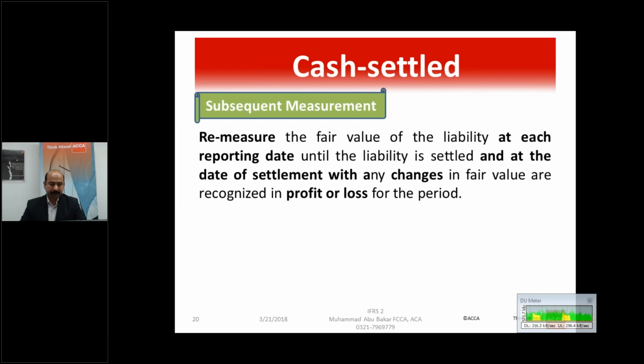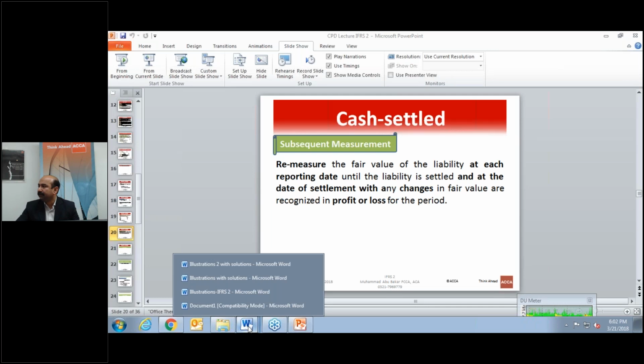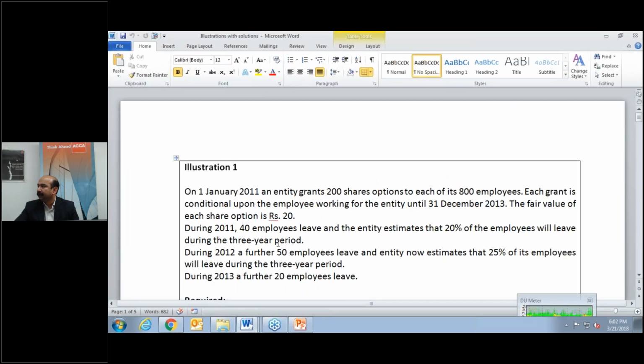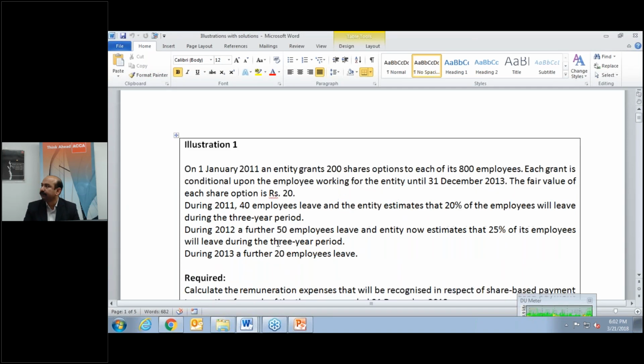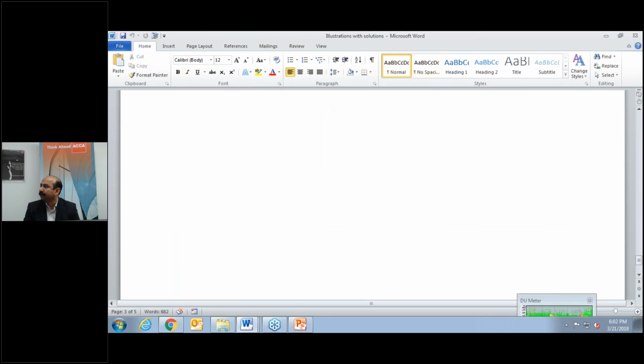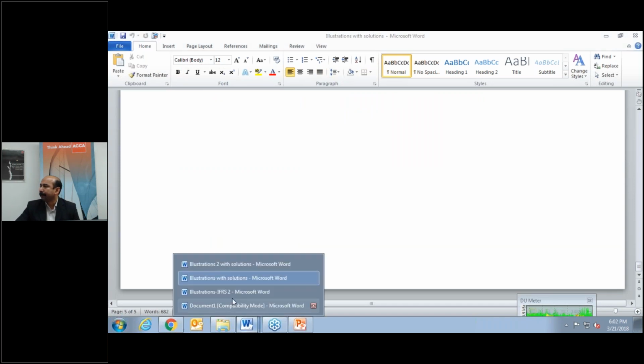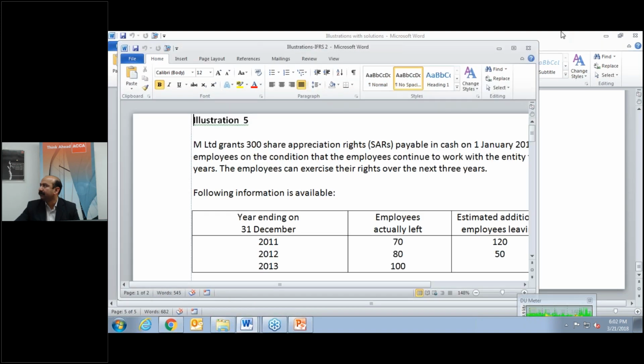Okay. Okay, now come to the illustration number 5. Illustration number 5. Here we have, I suppose, illustration number 5. Illustration number, it's not there. Illustration number, yes, illustration number 5.